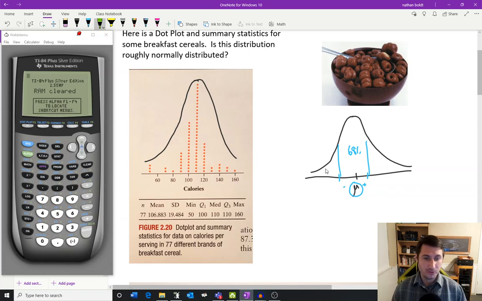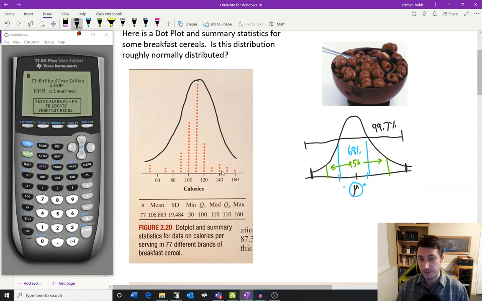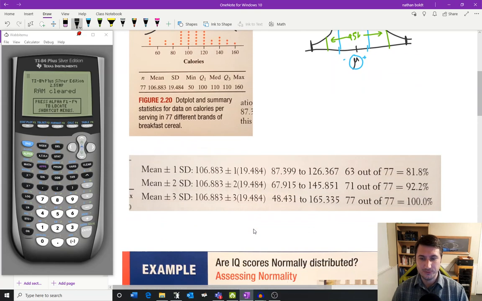And then we'll go out two standard deviations. And if there we have 95% of our data, it's still looking pretty normal. And then we'll do that one more time and come out three standard deviations. And if within three standard deviations we have 99.7% of all the dots, then we'll say that this is roughly normal. So let's do that here.